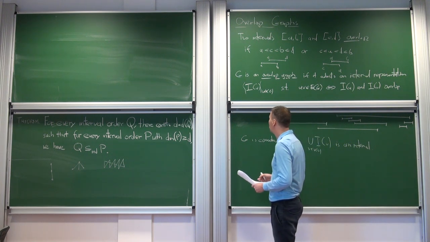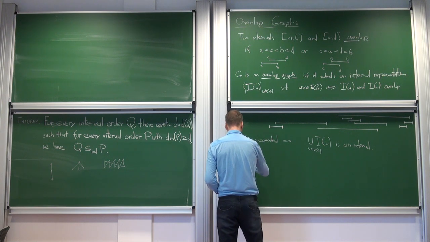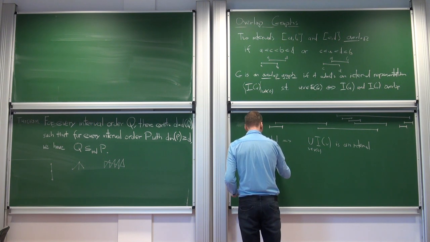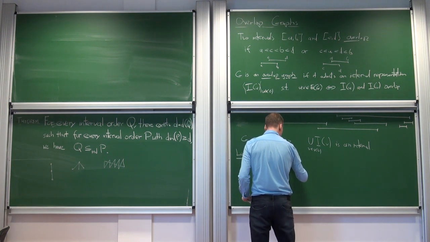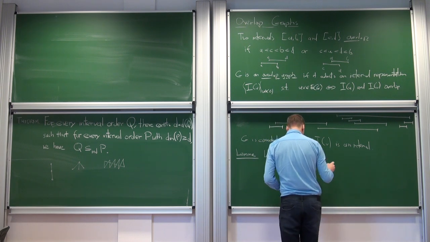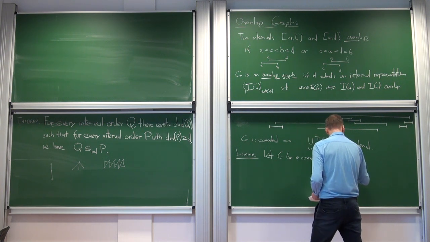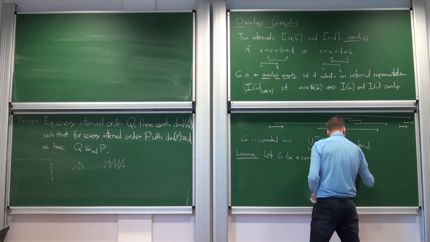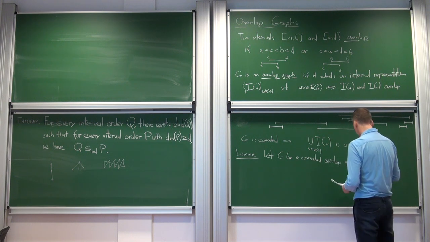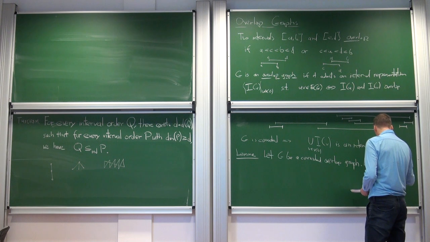Okay, so now we will state the lemma. So let G be a connected overlap graph, and let I be its representation, distinguishing.